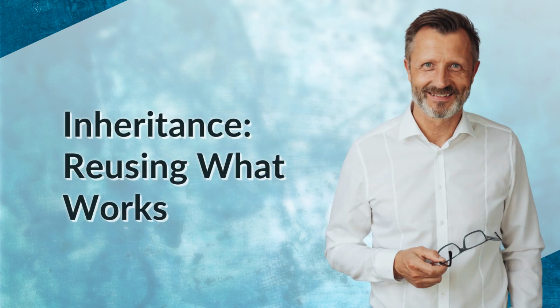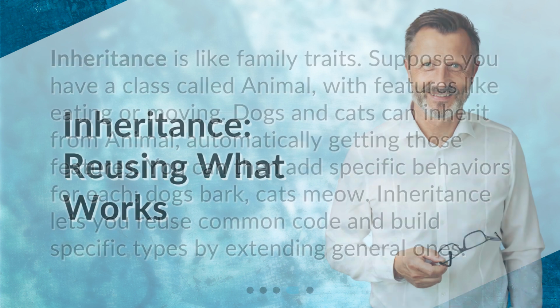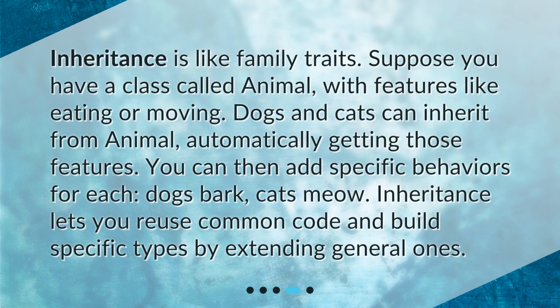Inheritance, reusing what works. Inheritance is like family traits. Suppose you have a class called Animal with features like eating or moving. Dogs and cats can inherit from Animal, automatically getting those features. You can then add specific behaviors for each. Dogs bark, cats meow. Inheritance lets you reuse common code and build specific types by extending general ones.